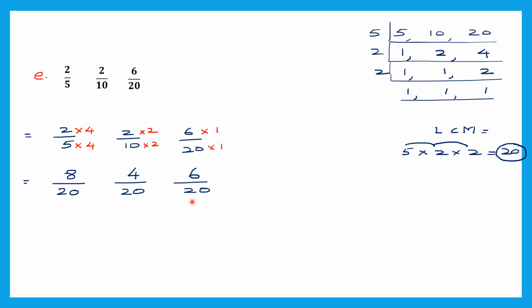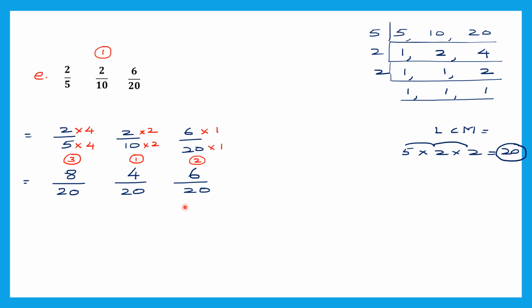Now let's arrange in ascending order. Look for the smallest numerator. 4 is the smallest, so that will come first. Then 6 will come second. And 8 will come third. Okay, so now we have to get back to the question here. Now 4 by 20 is the fraction in the middle, that is 2 by 10. So that should come first. That means this is the first one.